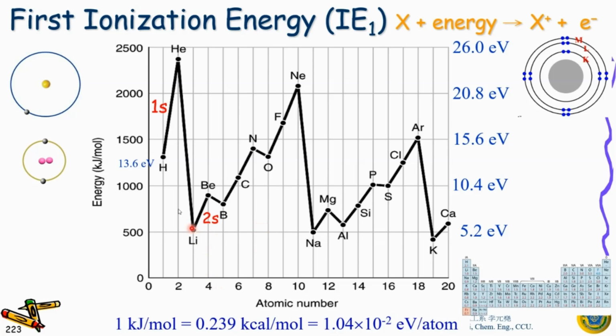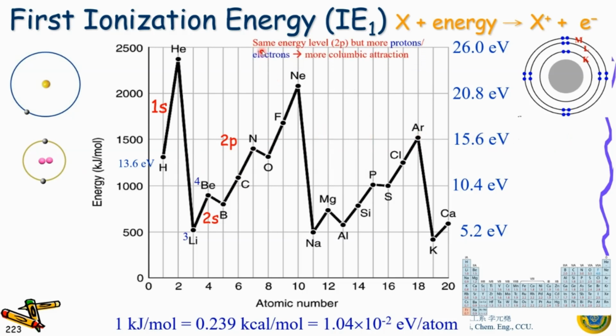So this is 2s. The same: 1s, 2s, 2s1, 2s2. And then the energy increases. Why? Because this is the same again, 3, 4, and 2p. The number of protons increases, but the size of the atom decreases. So that's the reason it is difficult to take away an electron. That's why the energy is increased.